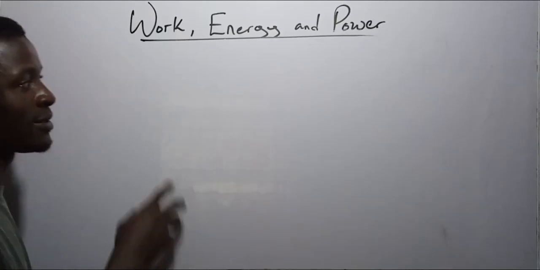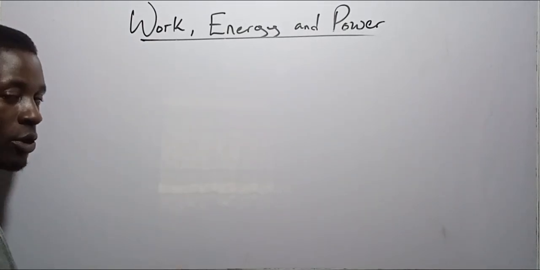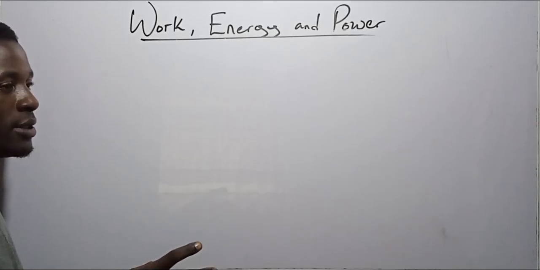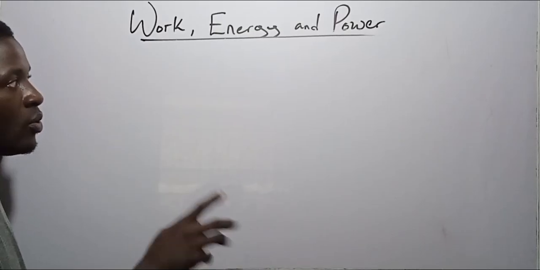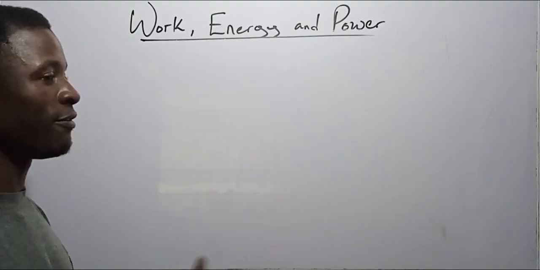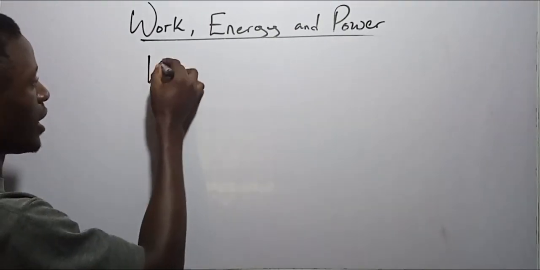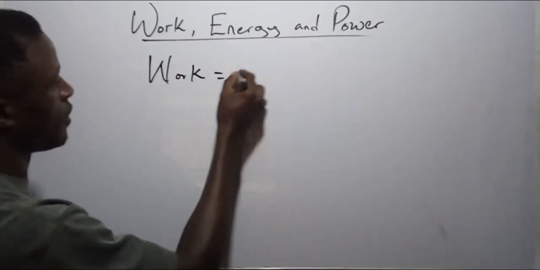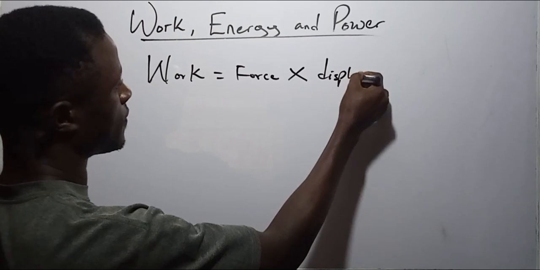When force acts on an object and the object is able to move a certain distance, we say that work has been done on that object, or that the force has performed work. So work is actually force applied times displacement.